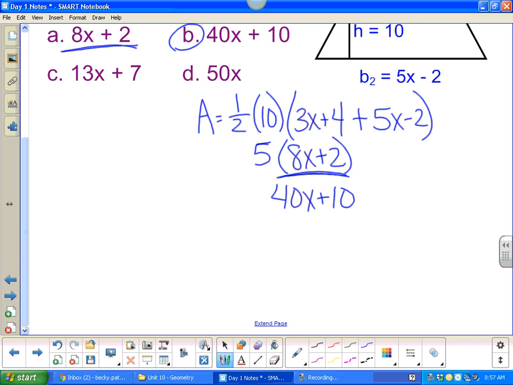Now look, do you see that 8x plus 2 is one of your choices? So don't jump the gun. Remember there's a 5 sitting out here that you've got to distribute. So just heads up, be careful.